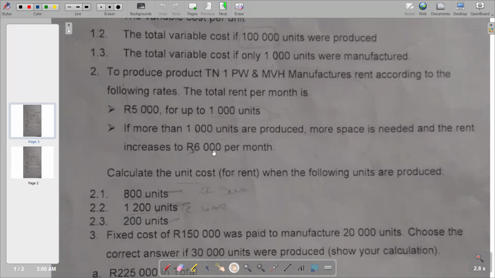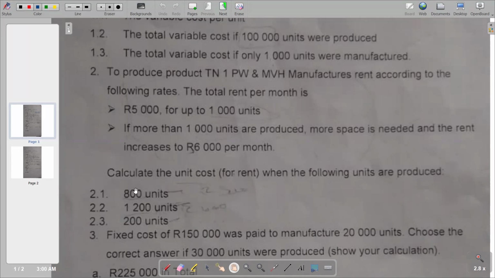In other words, we are saying if we have 2,000 units being produced, 3,000 units being produced, which is more than 1,000, the fixed cost remains the same as 6,000. The same applies when it's 1,000 or below. If it's 100 units of production, maybe 500, 600, 700, the same fixed cost will be experienced, which is 5,000. So that's what we have.